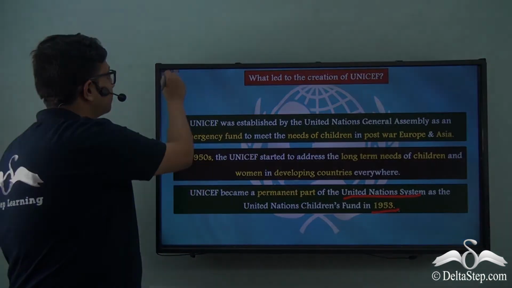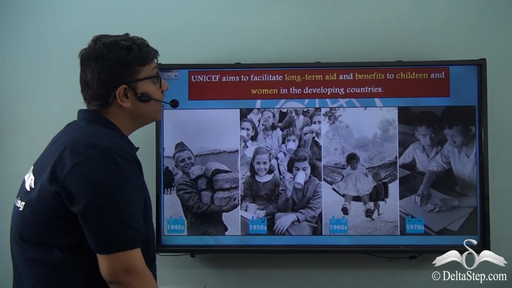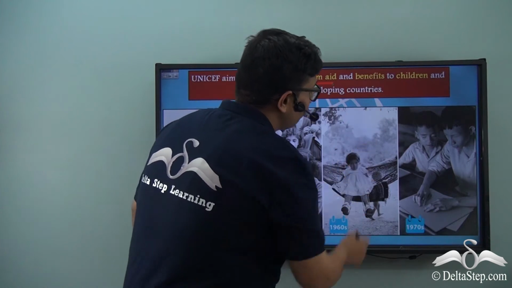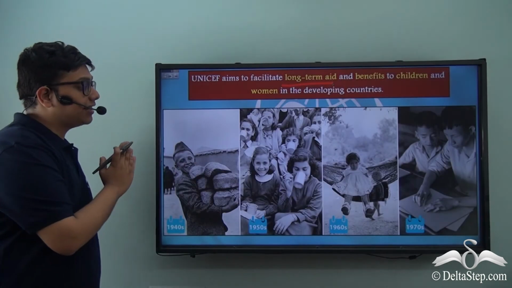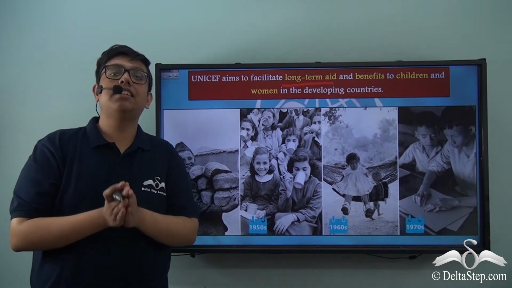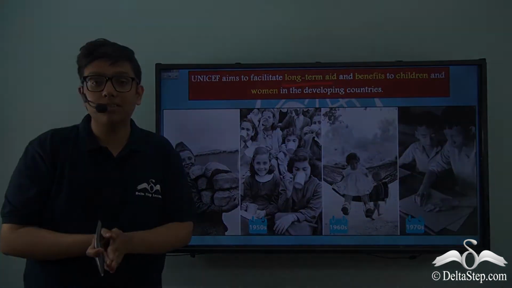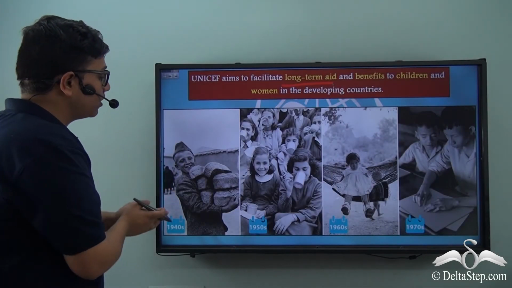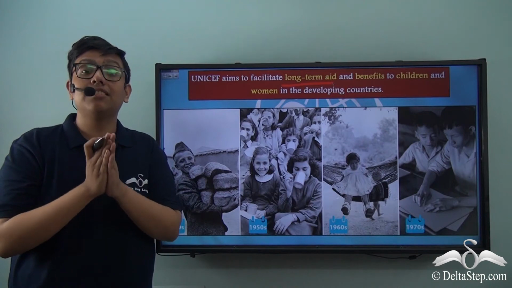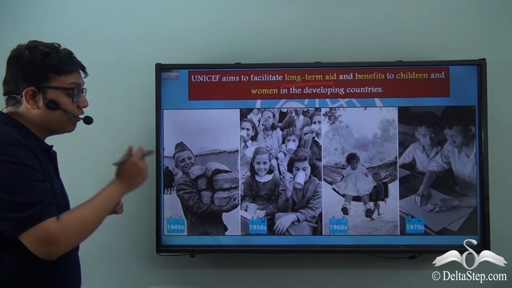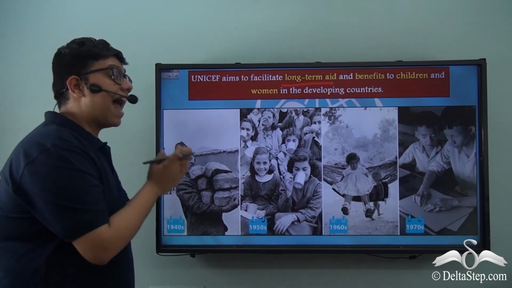Children's Fund. So in a nutshell, we were able to understand that UNICEF aims to facilitate long-term aid and benefits to children and women in the developing countries. Over here we see a timeline of sorts, and we also can witness how UNICEF rapidly updated and expanded on its goals and aims. When it was founded in the 1940s, it was to deal with providing the children with basic disaster aid. However, by the 1950s, UNICEF started to look at providing long-term aid to women and children.